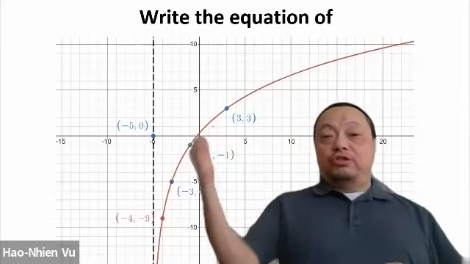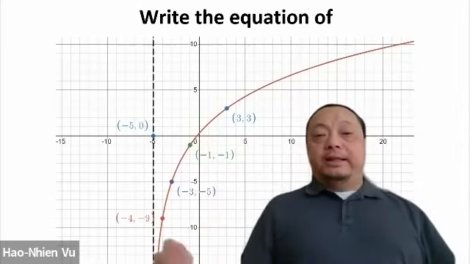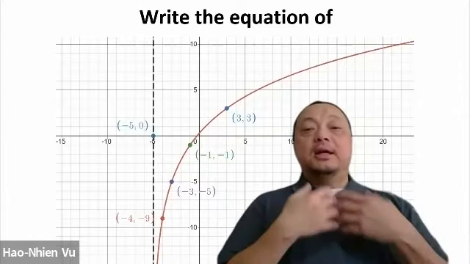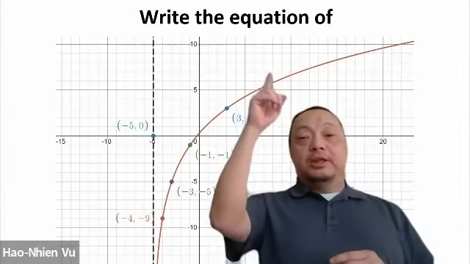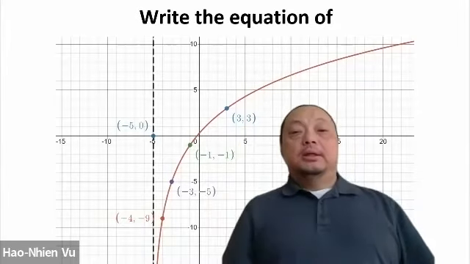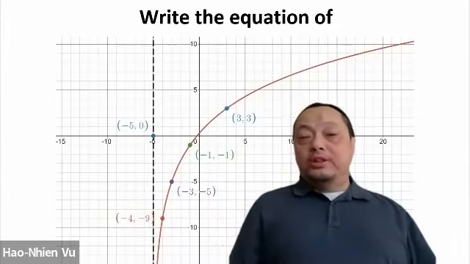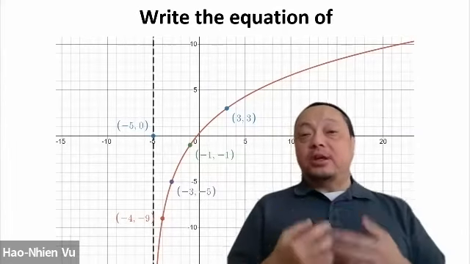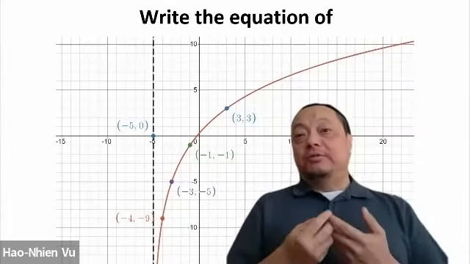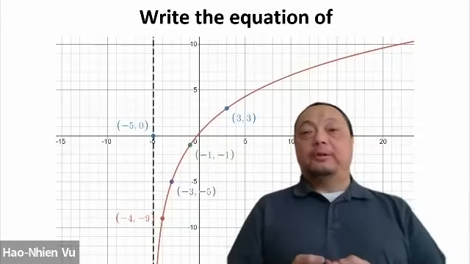So I look at this shape here, and the fact that it has a vertical asymptote here, and I assume it is a logarithmic function. In a previous video that I link up here, I already solved this problem once using algebraic methods. In this video, I'll be solving it using the techniques of graph transformations.